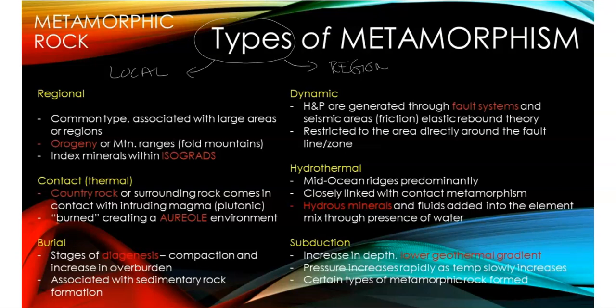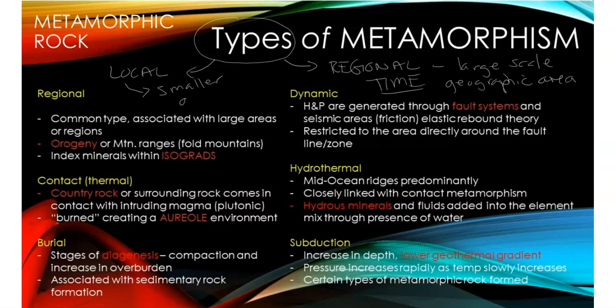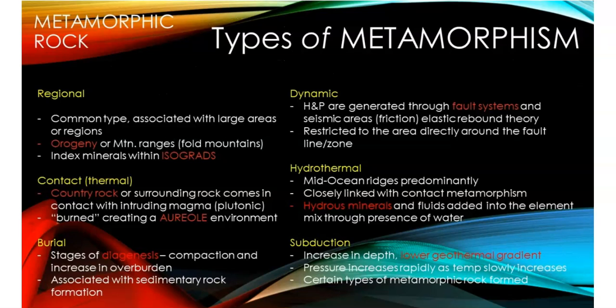Now, obviously, by the terms, regional would be large scale, a large geographic area, and would encompass obviously a large area, but also time as well. Now, local would infer that it is a smaller amount or area that is being changed, and also we can have a lot more differences over an area based on the different types of local metamorphism. So let's start with the first one.